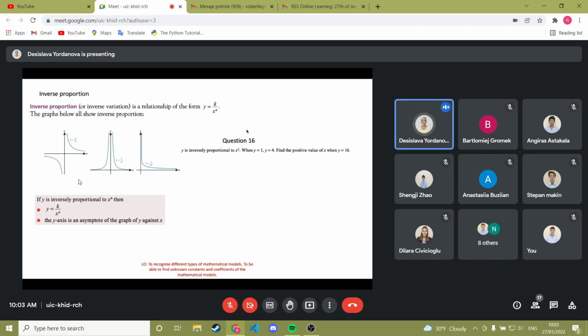So how do we solve this one? Y is inversely proportional to x squared. How do we write it as an equation? Y is equal to k divided by x squared. Y equals k divided by x squared. There is a mistake in the question. When x equals 1, y equals 4. So what's k?